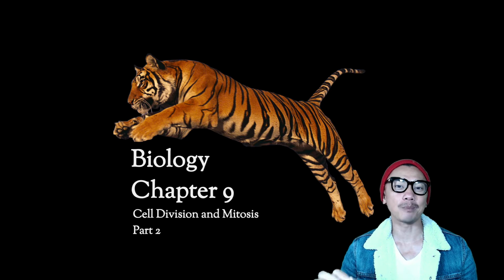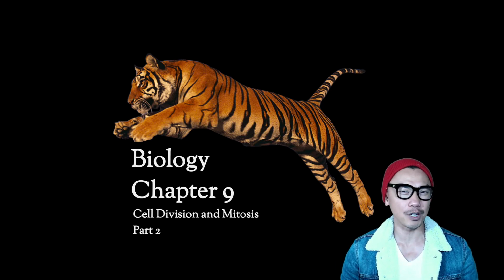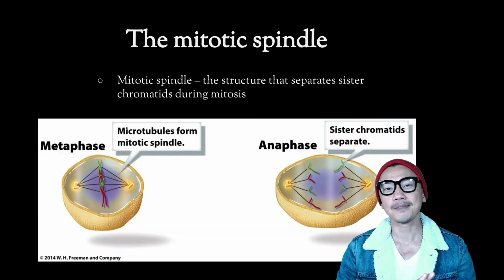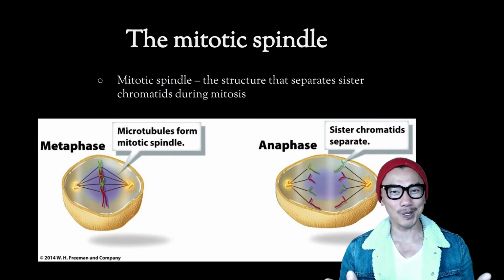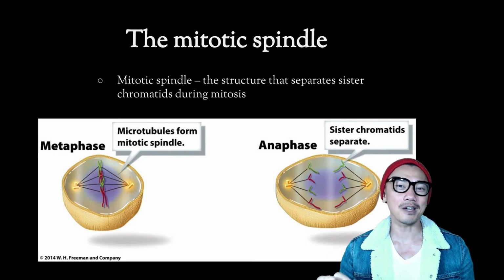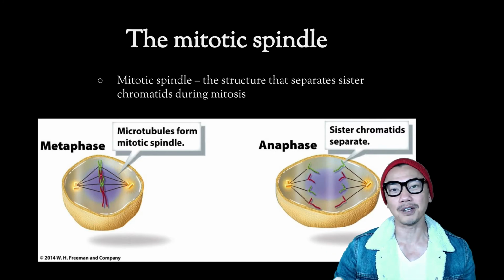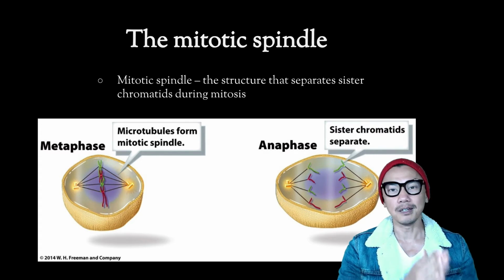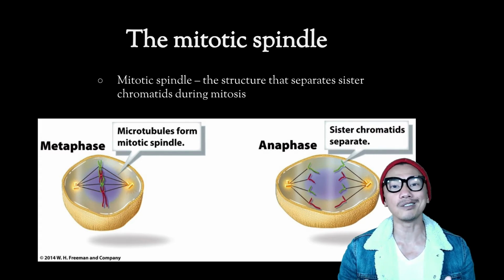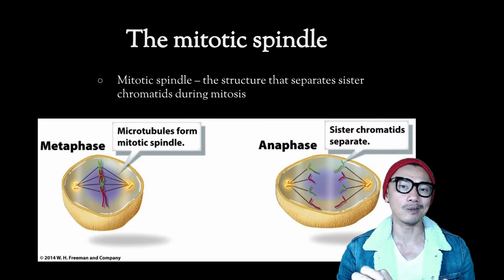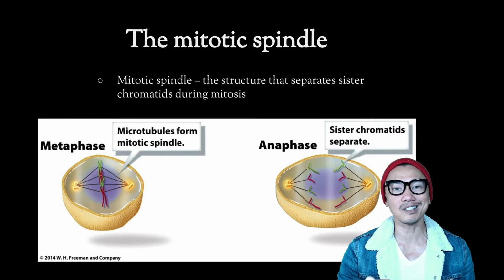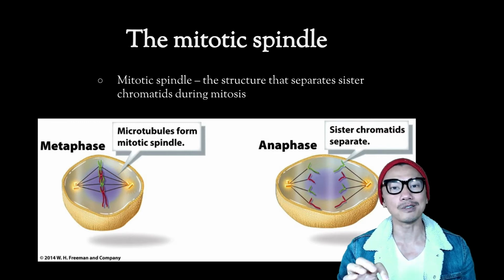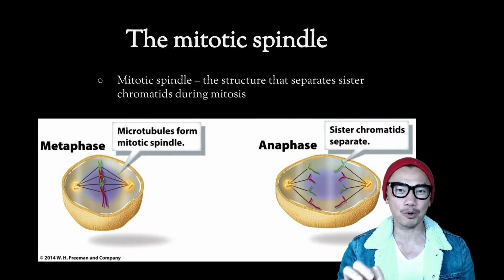Today we're going to finish chapter 9 and finish our discussion of cell division and mitosis. When we left off, we were talking about the cell cycle. Remember that the cell cycle can be broken down into the preparatory phase, or interphase, and the division phase, or M phase. Interphase can be further broken down into G1, S, and G2. The M phase can be broken down into mitosis and cytokinesis. And finally, mitosis can be broken down into metaphase, prophase, anaphase, and telophase.